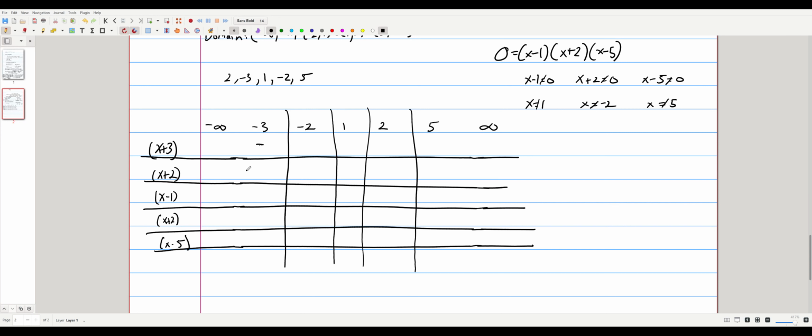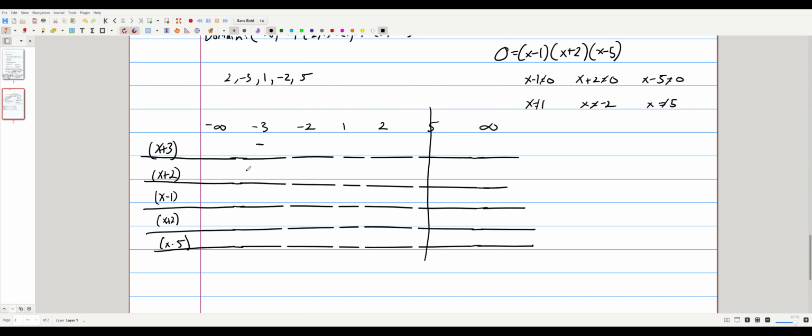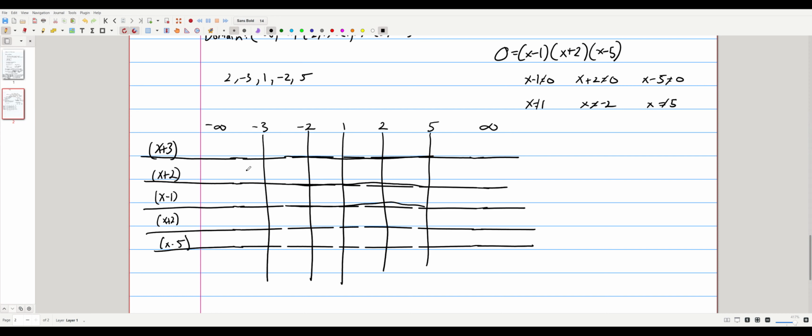0. Let me draw this table again. So the lines shouldn't be between the points. Got a little ahead of myself. The vertical lines should be going through the points. So they should look more like this. Something like that. Okay. Sorry for these terrible lines here, guys. I'm sure you get the idea.